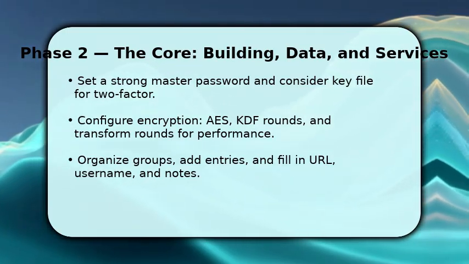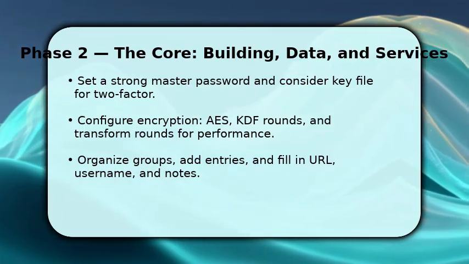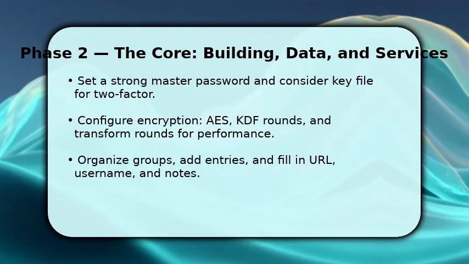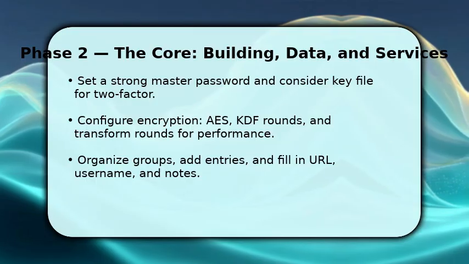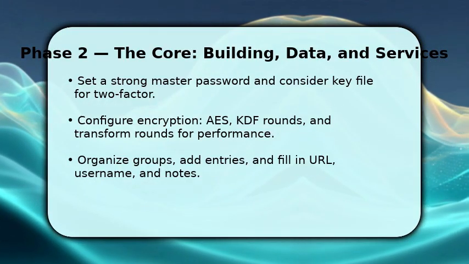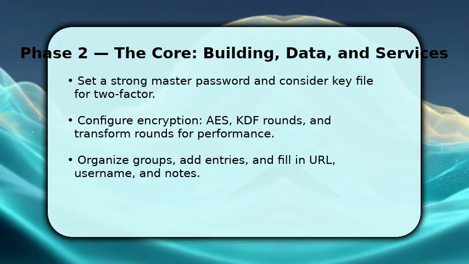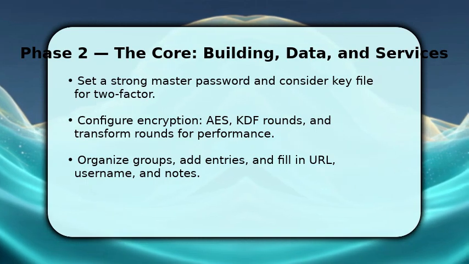Next, configure encryption options. Use AES, increase key derivation rounds as your CPU allows, and check transform rounds to slow brute force attacks. Then add groups and entries, filling username, password, URL, and notes so autofill works. Make sure to set an auto-type sequence for apps you use. This saves time and reduces manual errors.